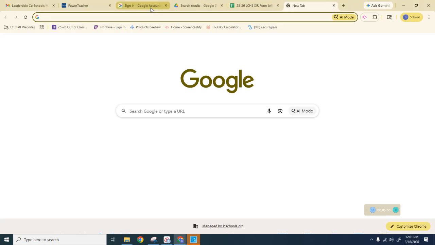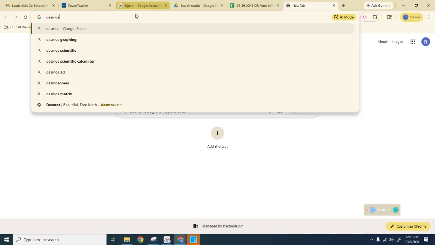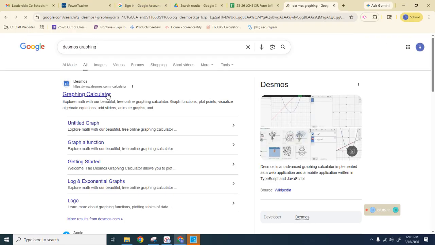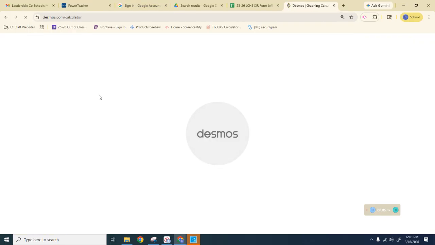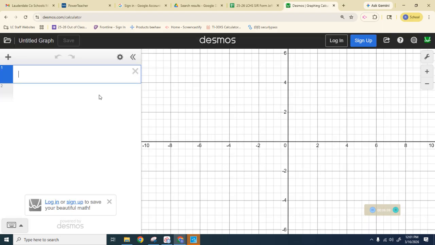How much graphing do you have to do on the ACT? I didn't have any. Yeah, but how many times did you actually have to graph? None. So you have to know what the graph looks like. So that's why we do it this way.